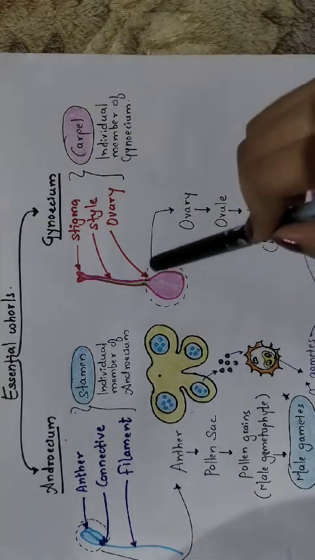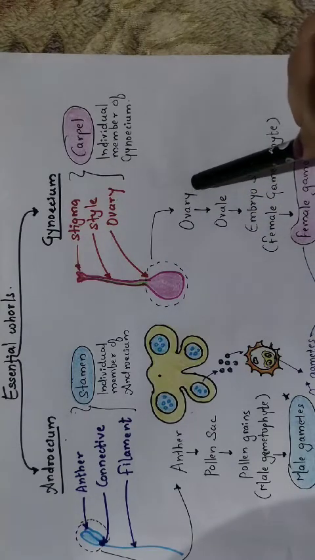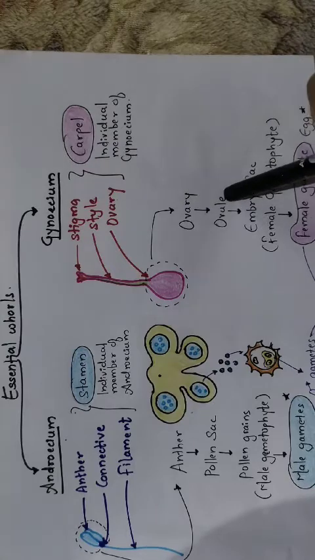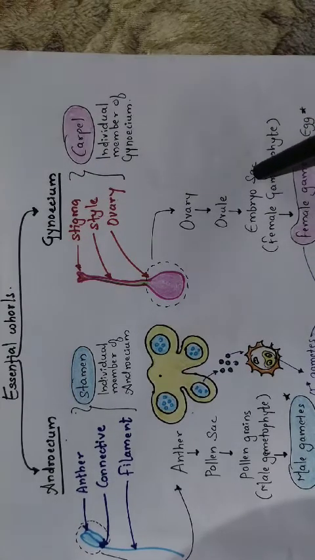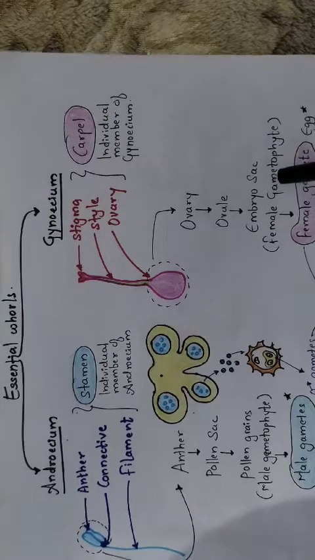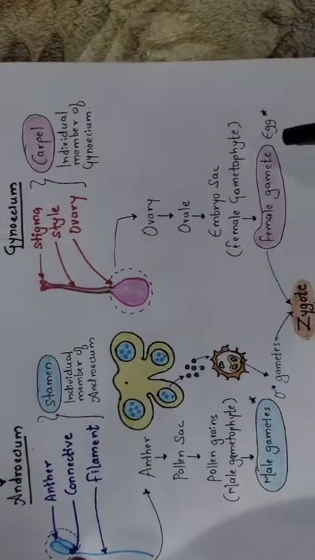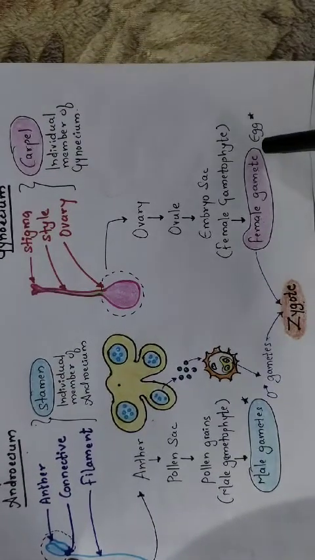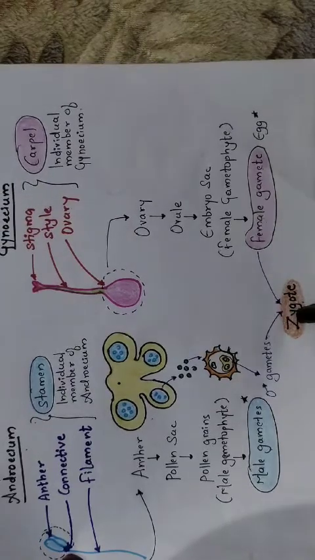And the last portion is the bulbous portion, which is known as the ovary. The ovary is a very important part, as this ovary consists of an ovule, and the ovule has an embryo sac. This embryo sac is considered the female gametophyte, which means it will have the female gamete, which means the egg. Okay, so this egg is actually the female gamete, with which the male gamete will fuse to form a zygote.